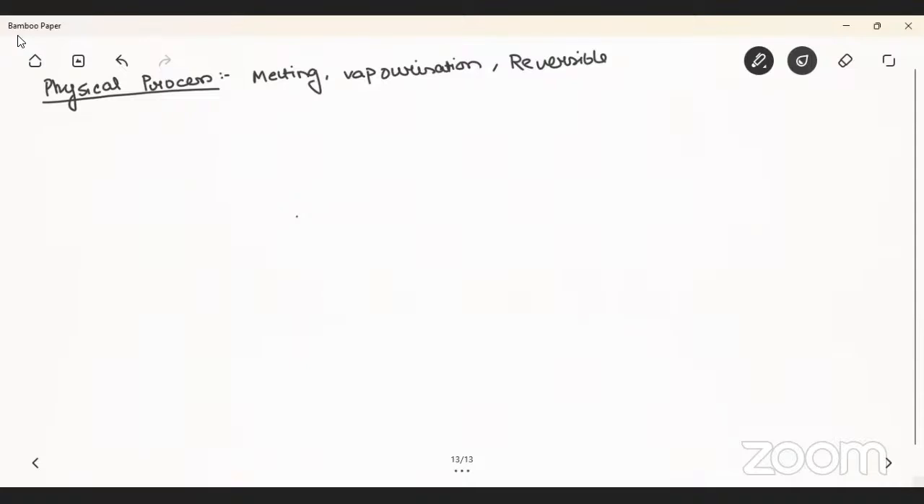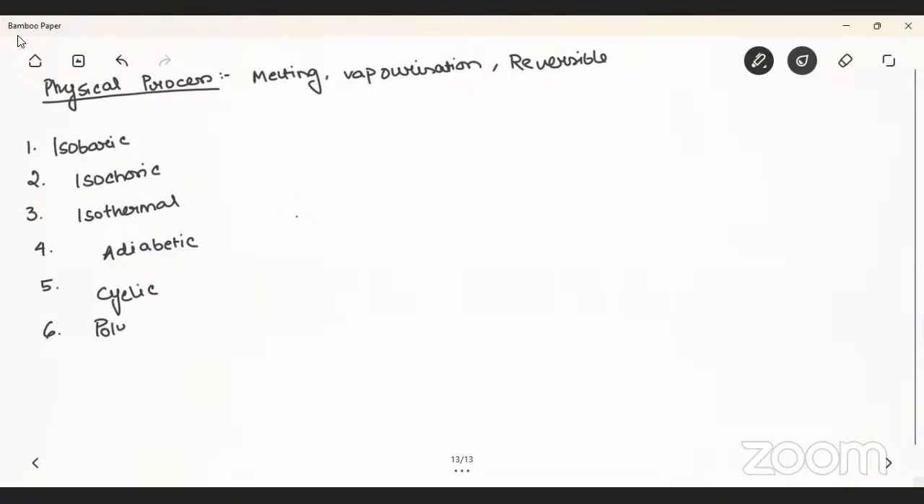So what are the different types of physical process? One is the isobaric process. Second is the isochoric process. I will be telling you what these are. Third is the isothermal process. Fourth is the adiabatic process. Fifth is the cyclic process. And sixth is the polytropic process.